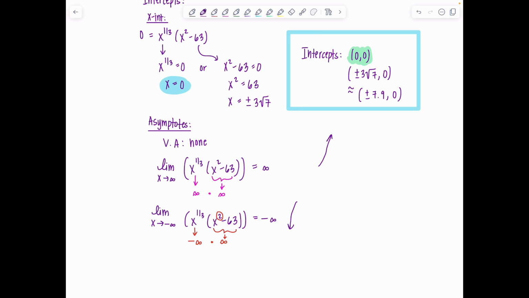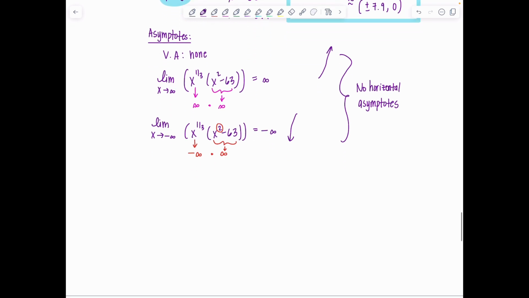So what does this tell me? There's no horizontal asymptotes. Okay, but you should just always check with a limit. All right, very good. From here, now we're ready to go ahead, take our derivatives, get our critical values, and do all that good stuff.